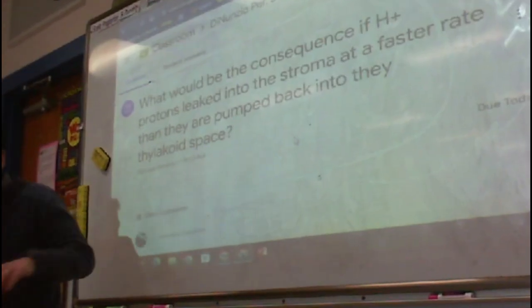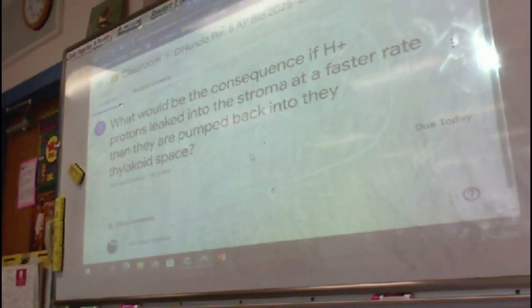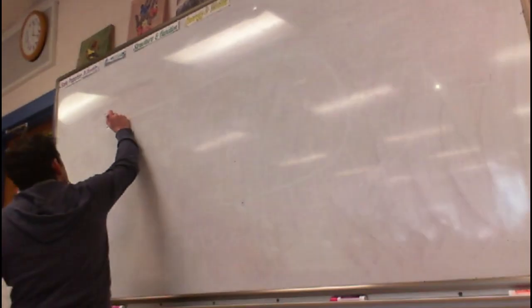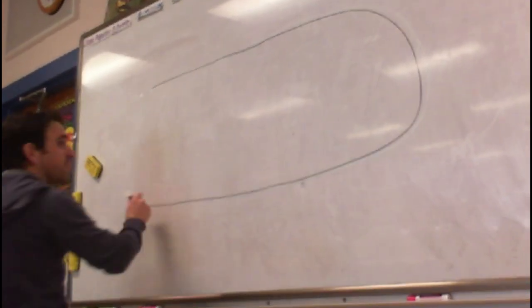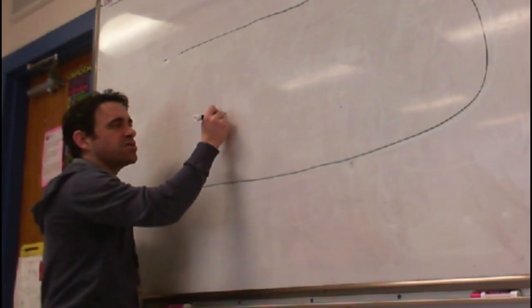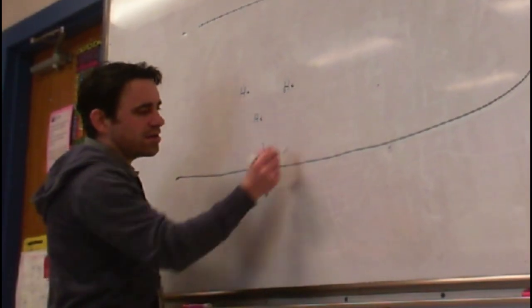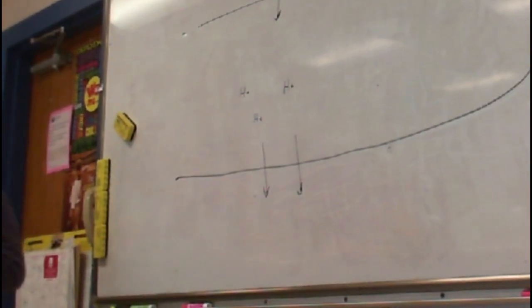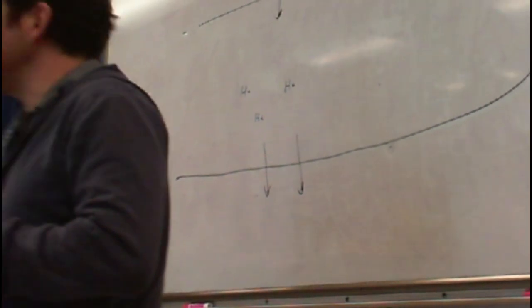So if we look back at the thylakoid, where the hydrogen ions are leaking out of the thylakoid. If this was our thylakoid, we have hydrogen ions or protons, same thing in this case, and they're leaking out faster than they're being put in. What's going to be the consequence for the light reactions? Yeah.